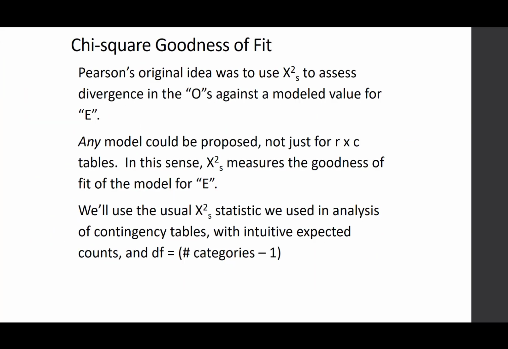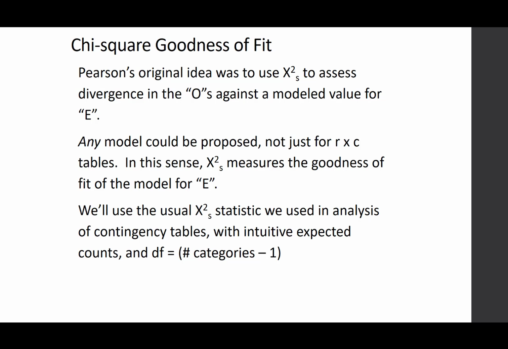All right. So now we're going to go into the chi-squared goodness of fit test. So Pearson's original idea was to use the chi-squared statistic to assess the divergence in the O's against a modeled value for the expecteds. Any model could be proposed in this way, not just for R by C tables. In this sense, the chi-squared test statistic measures the goodness of fit of the model for the expecteds.